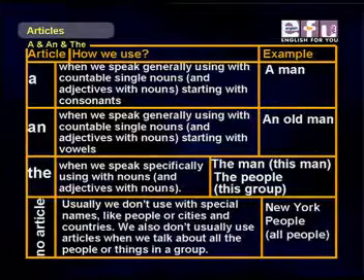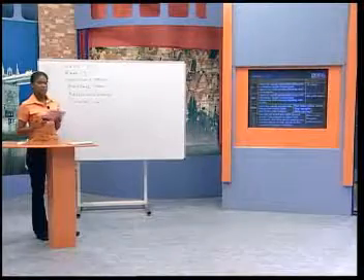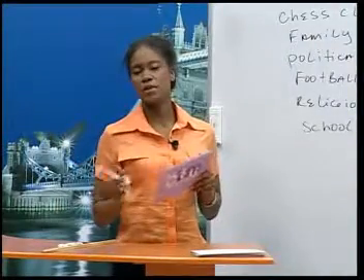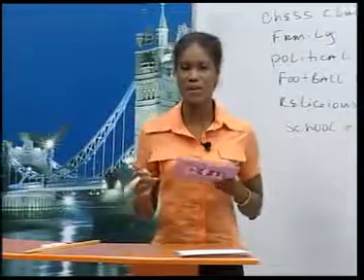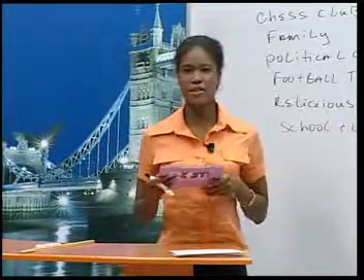Sometimes we don't use an article at all when we use special names like people or cities and countries. We also don't use articles when we talk about all other people or things in a group. For example, New York people or all people. Remember that it is how we say the word, not how we spell it, that determines if we use a or an. Take a look at some examples.